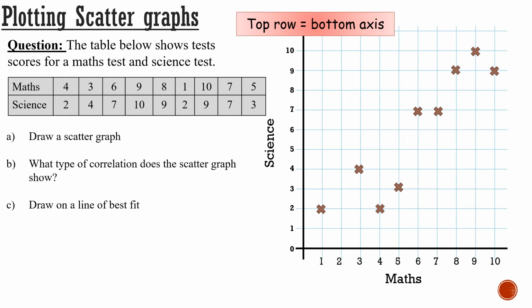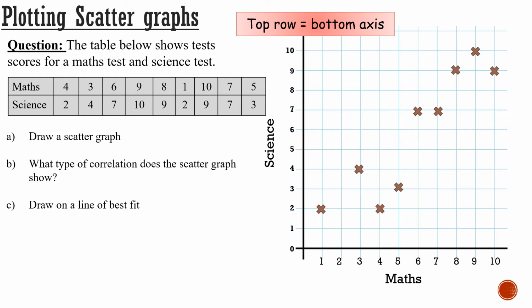A question I get asked a lot actually is, should I join up the crosses? No. Frequency polygons that we did the other day, yes, you do have to join up the crosses. But a scattergraph, the crosses should be scattered, which means they're not joined up. So never ever join up your coordinates on a scattergraph.